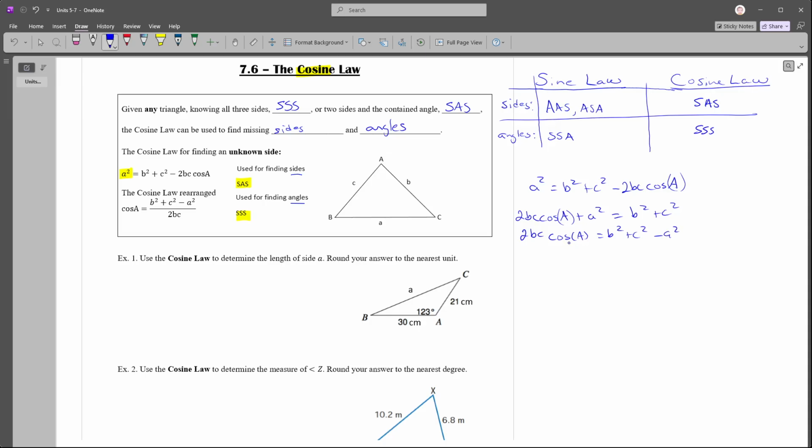But we just want to calculate for the angle A. So we're going to divide both sides by 2bc. So we end up with cos A is equal to b squared plus c squared minus a squared all over 2bc.